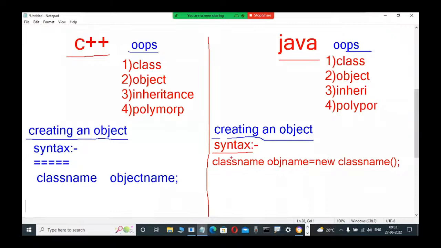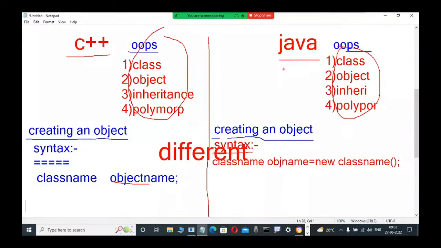Here also object creation is there in C++. Here also object creation is there. That's why they are syntactically different, very important, different only. In C++ it is class name, space, object name, but in Java it is class name, space, object name is equal to new class constructor. Conceptually the same, are you observing or not? Object oriented features are the same.